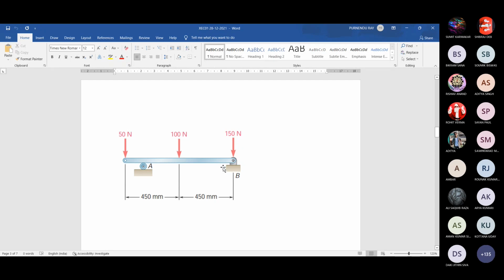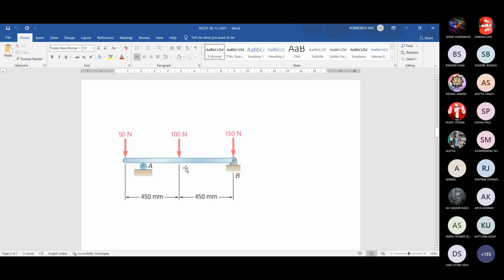And there will be one inclined reaction at B, resolved into two components, RBX and RBY, for horizontal and vertical directions. So three equations, three unknowns: RA, RBX, RBY. That's all. So sigma Fx equal to 0, sigma Fy equal to 0 and sigma M equal to 0.